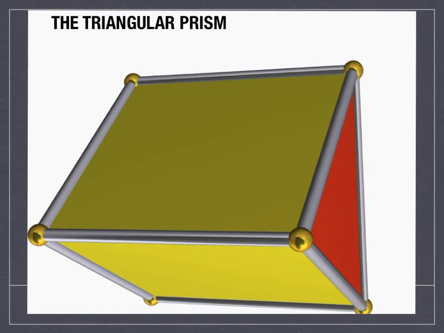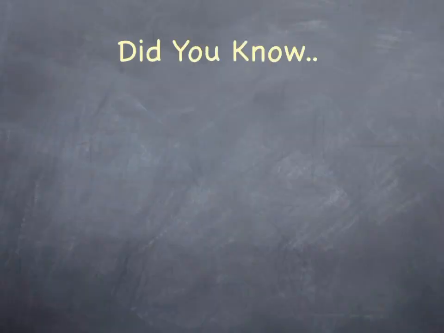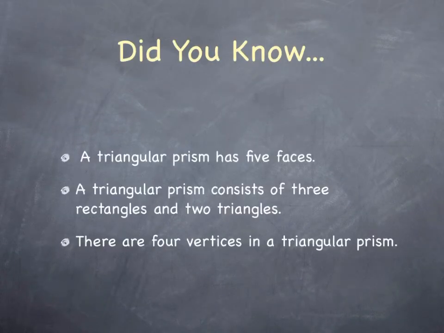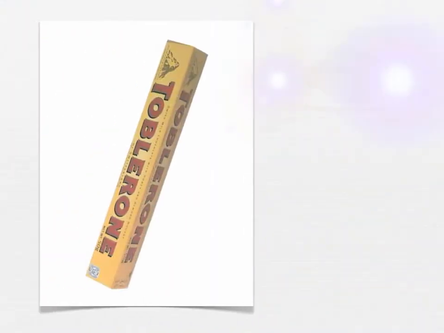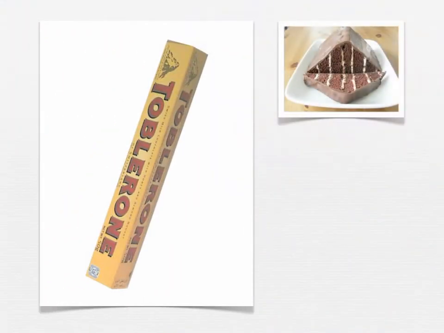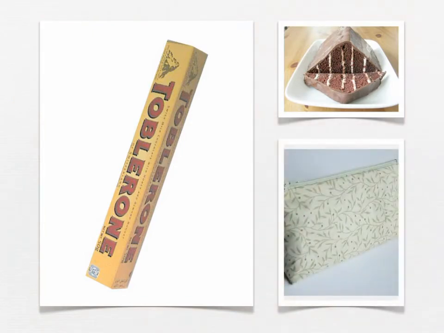Triangular prism! Kind of looks like a tent. Yeah, I think tents are them. Did you know a triangular prism has 5 faces? A triangular prism consists of 3 rectangles and 2 triangles. And there are 4 vertices in a triangular prism. Examples of a triangular prism are Toblerone, this cake, and this wallet.